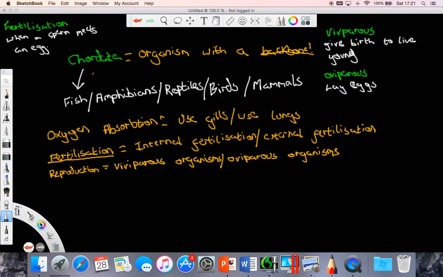Finally, you need to know the ways in which we can classify Chordata is by the way that they do thermoregulation. So thermoregulation.